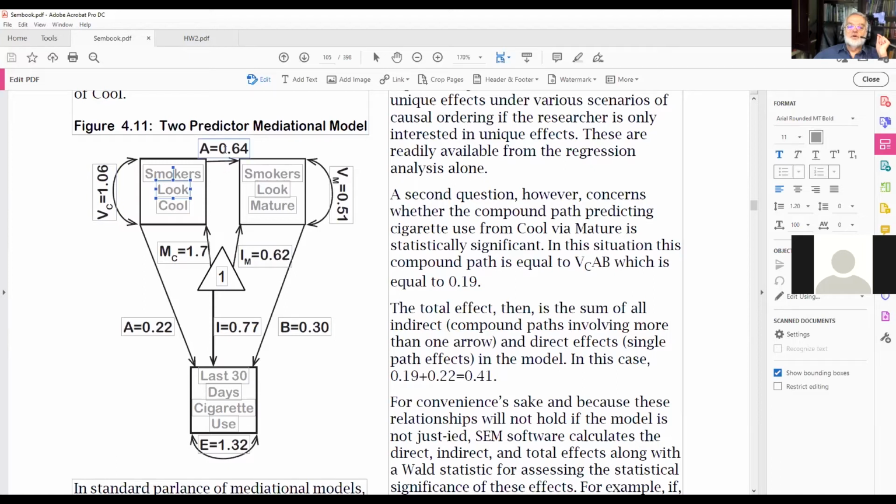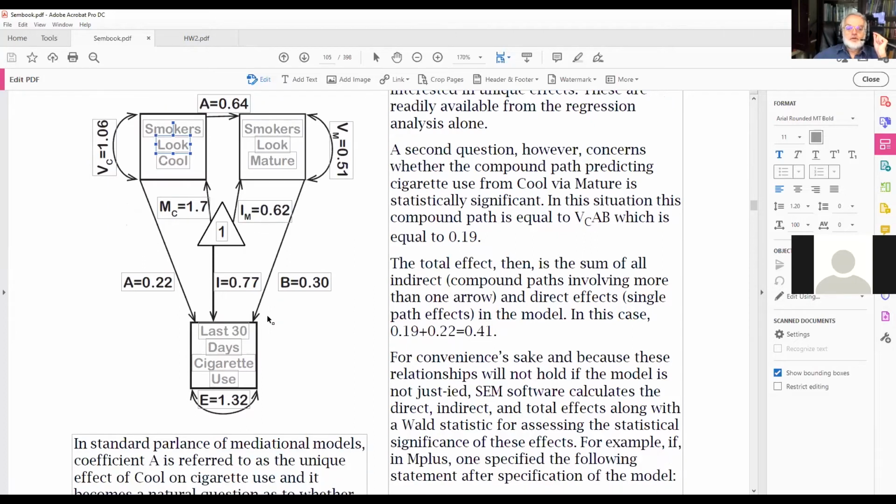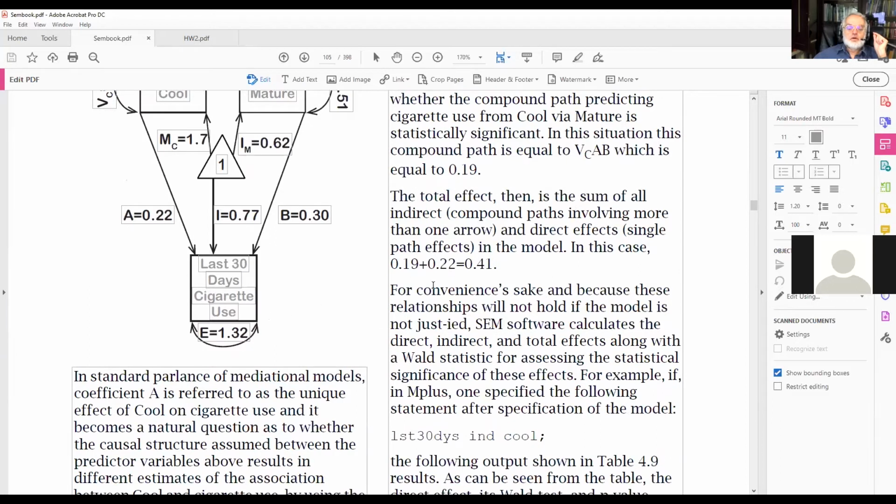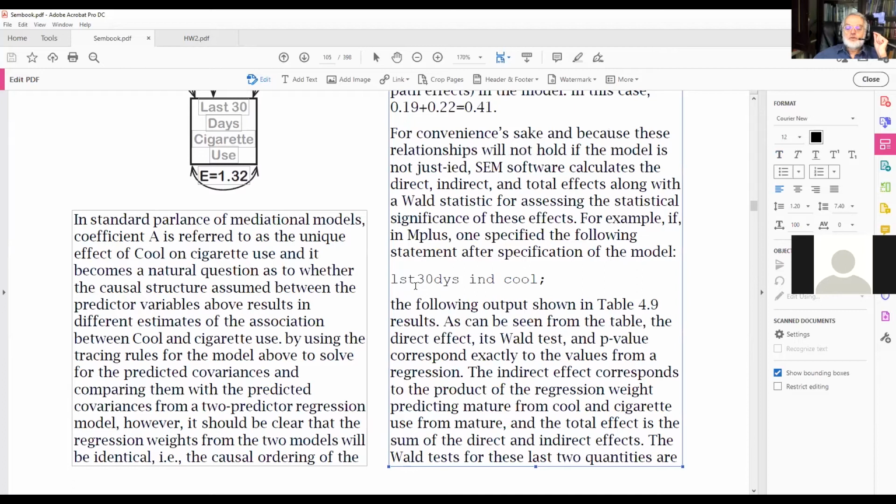This number times this number times this number. And we might be interested in the question of whether that particular path explains a significant amount of variance. Well, if you're playing with Mplus, that's the way that you would specify the indirect model.